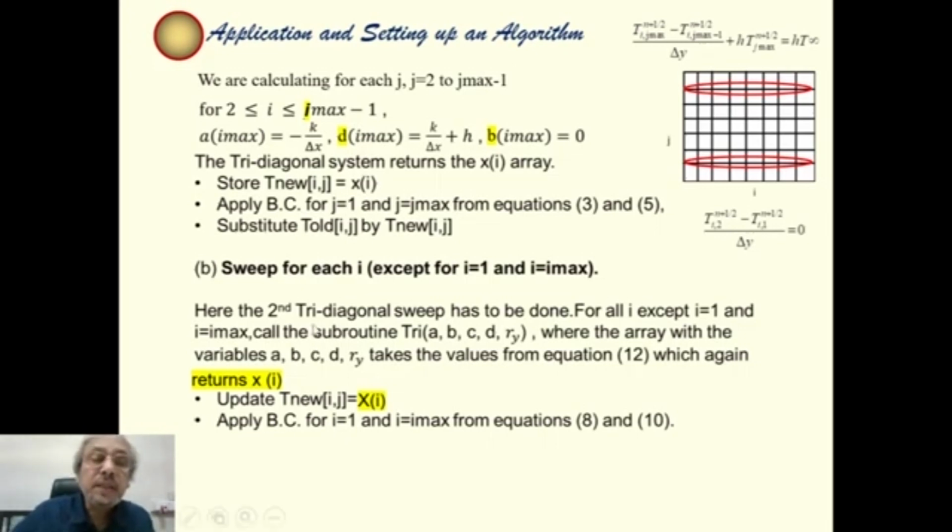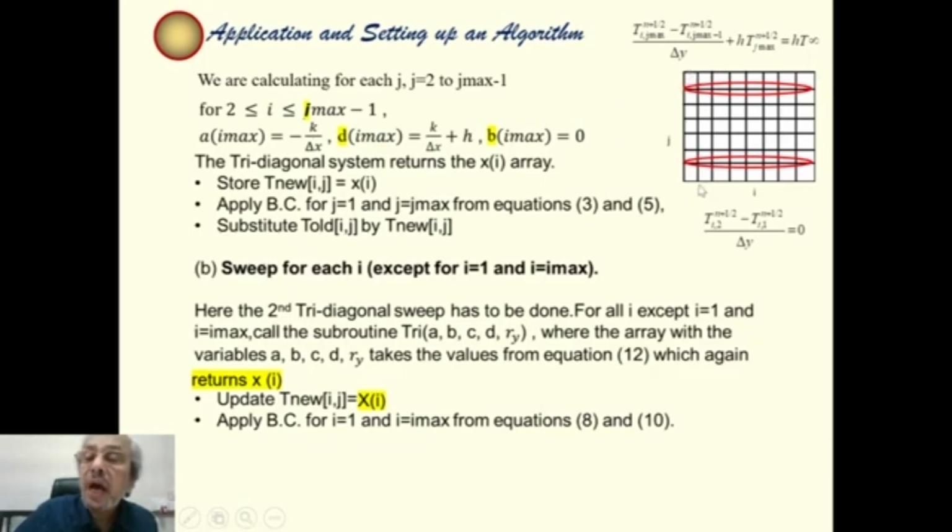Here we have written that the second tridiagonal sweep has to be done for all i's except I equal to 1 and I max. Call the subroutine TRI(a, b, c, d, r, y), where the array variables a, b, c, d, r, y take the values from equation 12, which again returns xi, the unknown matrix, and update T new ij equal to xi. And then again apply boundary conditions from equation 8 and 10. Like here, after having evaluated everything, we had to apply 3 and 5 in order to set these two boundaries correctly.